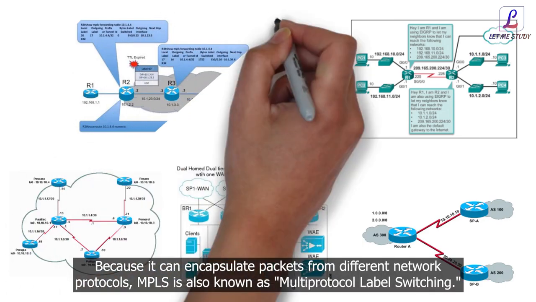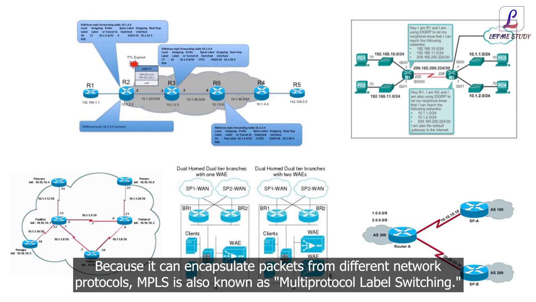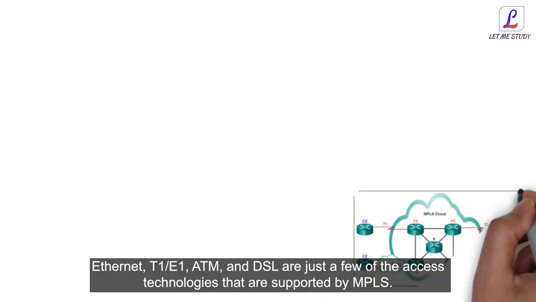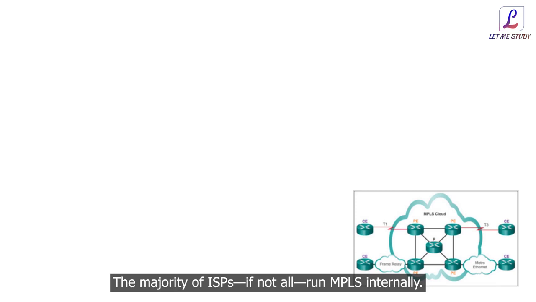Because it can encapsulate packets from different network protocols, MPLS is also known as multi-protocol label switching. Ethernet, T1/E1, ATM, and DSL are just a few of the access technologies that are supported by MPLS. The majority of ISPs, if not all, run MPLS internally.